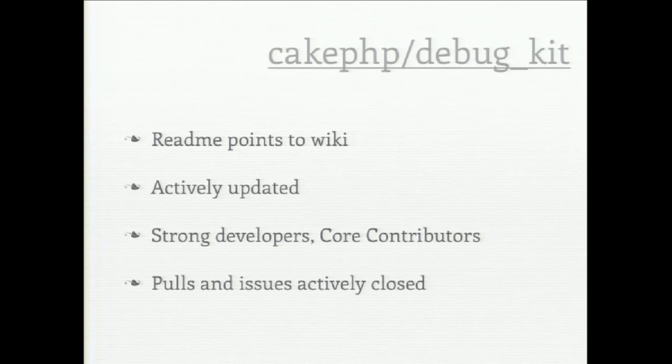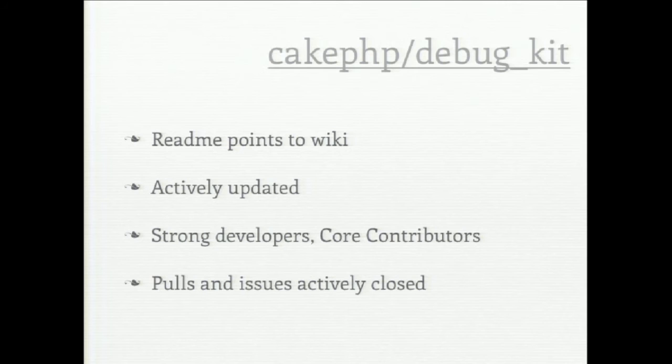The other thing is CakePHP's debug kit. The README is kind of shady in that it points to a wiki. So then again, you have that issue where if I'm working offline, I need to download that wiki somewhere else, and then I can use it. It is, however, actively updated, and I think the last commit was like 9 days ago or something, and then you know that, okay, fine, there's a last commit 9 days ago. That means people are actually still looking at it.